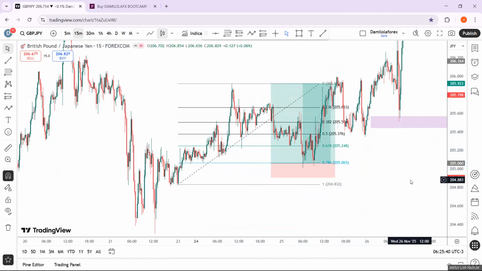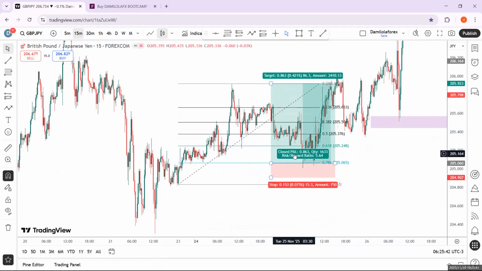And you can imagine this is 1 to 5 risk to reward, and we are hitting take profit under a day. Imagine putting just a meager $100 on this trade, you'll go with $500 plus. Imagine putting $1,000, you go with $5,000, and this is how we're able to consistently make an incredible amount of money in the forex market by just understanding chart structures and understanding the use of Fibonacci.